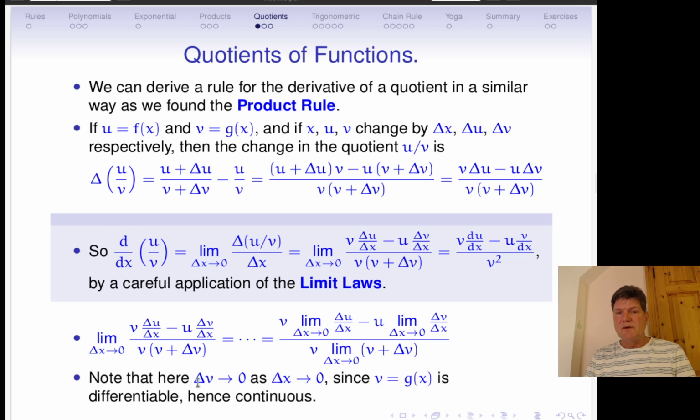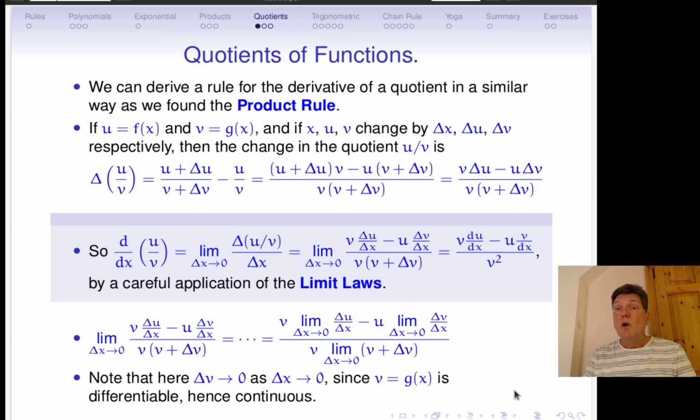And the fact that delta v approaches 0 as delta x goes to 0 follows from the fact that v as a function of x, g of x, is differentiable, and that's the assumption we make here. And earlier we found that differentiable implies continuous. So this function is continuous, and that makes delta v go to 0 as delta x goes to 0. That's it for the product rule and the quotient rule. That's really the end.